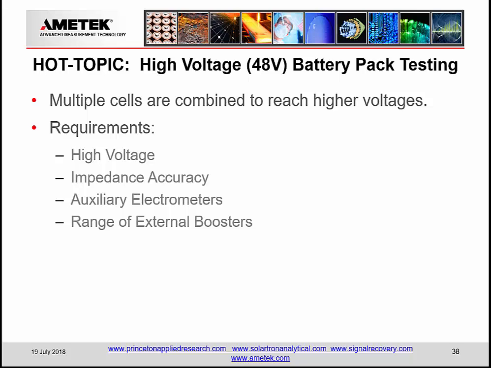So I said a hot topic is high voltage battery pack testing, right? As we start taking this technology and scaling it up for lithium-ion batteries to be used in electric vehicles, one of the things we're going to do is stack these batteries together. So the requirements of the system are the ability to measure high voltage, the impedance accuracy we talked about, and auxiliary electrometers. An electrometer is electro, meaning voltage, and meter, meaning measure. So it's a way to measure additional voltages, and we're going to talk about the value of that in a little while from a failure analysis standpoint. And then we're talking about a range of external boosters that are available.